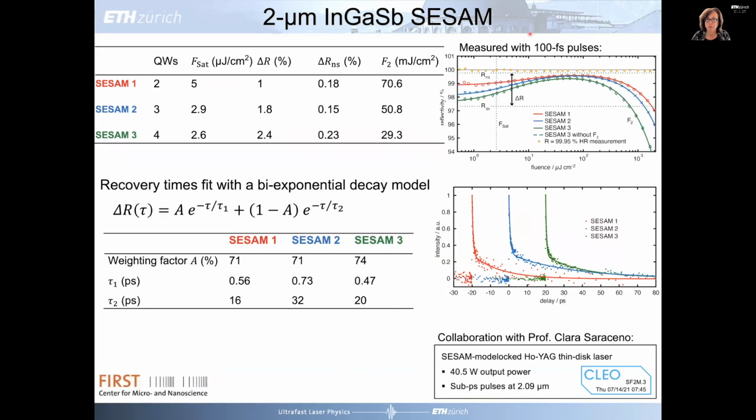And so this shows you the high accuracy measurement using the 100 femtosecond pulses, which also then gives you this rollover. And the pump probe gives you the recovery time. So this is one thing, you don't have to work very hard with this type 1 material to get a fast saturable absorber. We got between 15 and 30 picosecond recovery time, which is actually ideal for VECSEL modulation. We are also giving these SESAMs to Professor Clara Saraceno, who is using them to SESAM mode lock a holmium YAG laser.